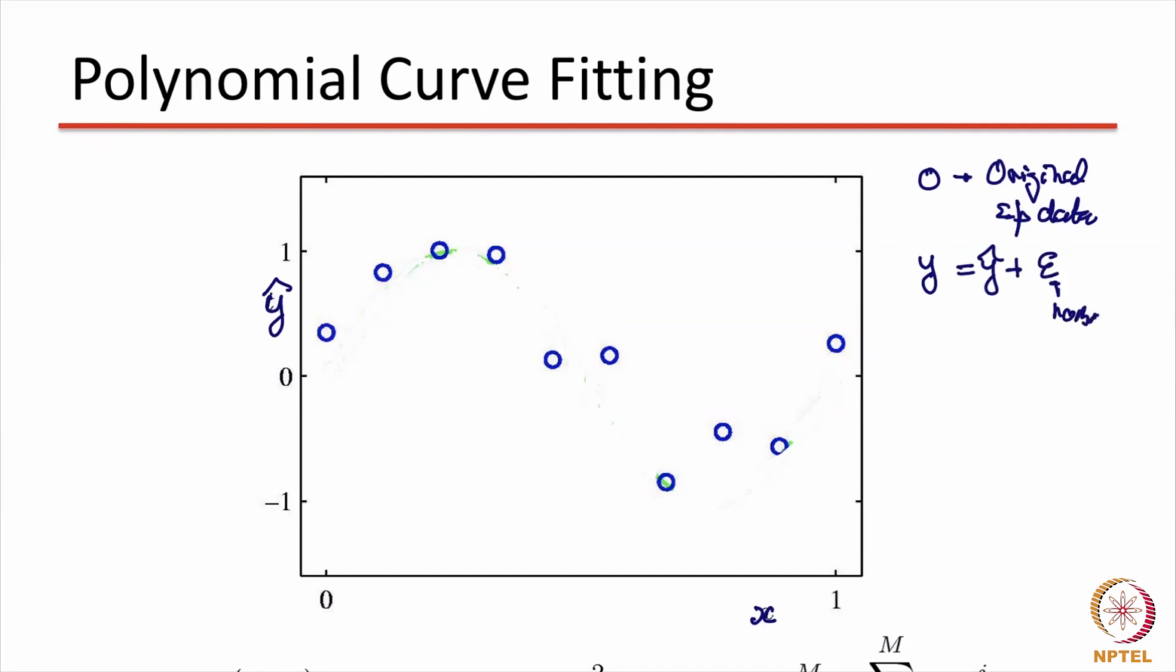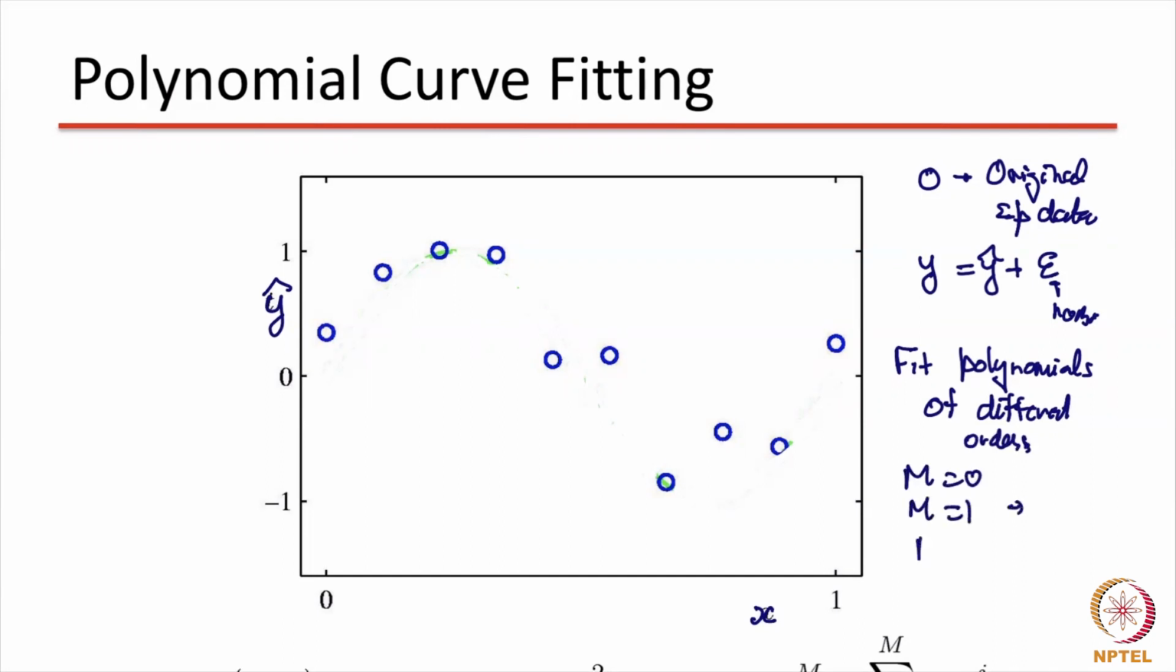Now what we are going to do in order to find out what the original curve is, is to fit polynomials of different orders. So for example, m equal to 0 means a constant polynomial, m equal to 1 means a linear polynomial, m equal to 2 means a quadratic polynomial, etc. We are going to try to fit different polynomials and see which one fits best.